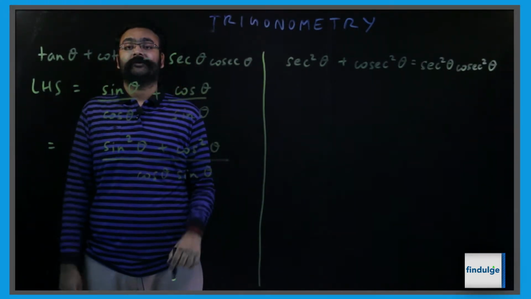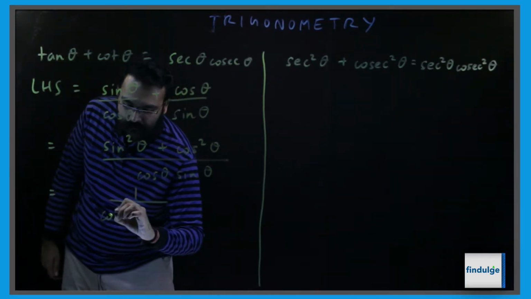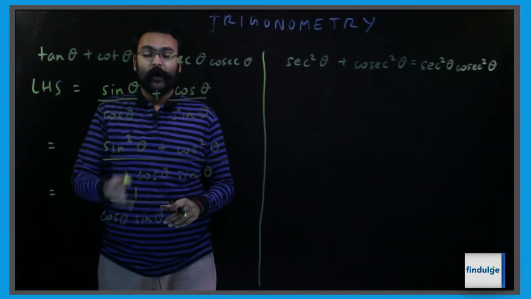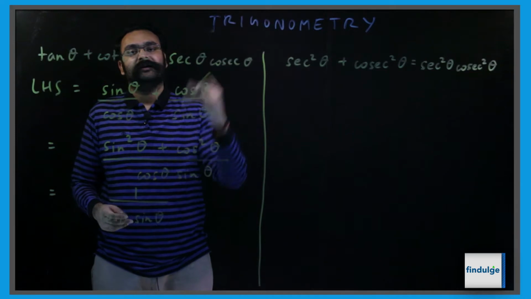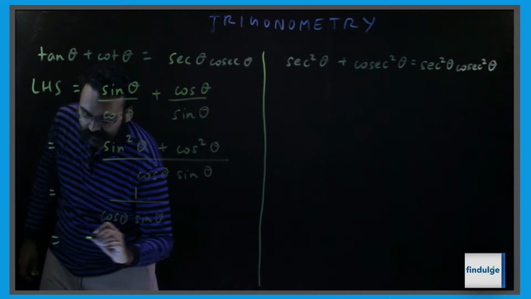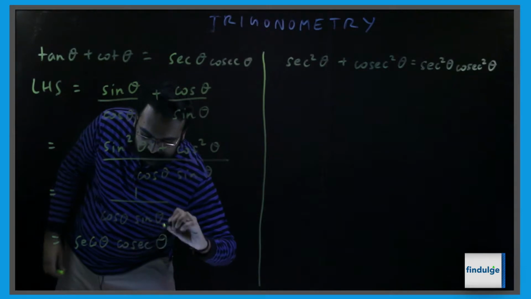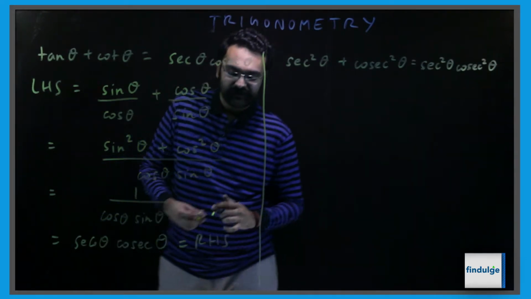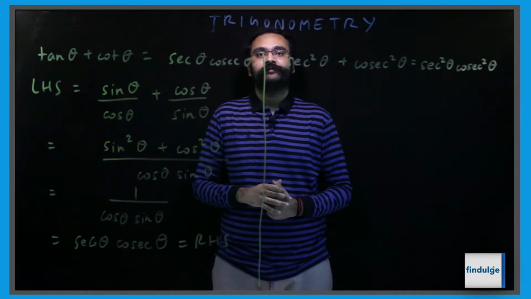Now sine square theta plus cos square theta is 1. So this is 1 upon cos theta sine theta, and 1 upon cos theta is just sec theta, 1 upon sine theta is just cosec theta. Since it's multiplication, not an issue at all. So it turns into sec theta cosec theta. And hence this is of course our RHS. So I have proven that my LHS is equal to my RHS.